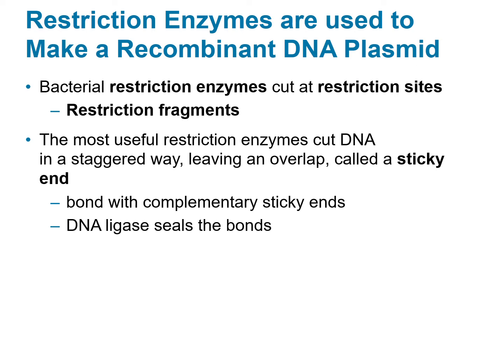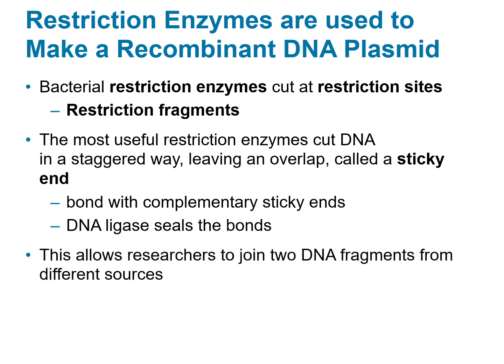Well, this must be used in research too, in a tube, right? So DNA ligase seals these bonds, or basically fills the gaps and connects the adjacent bases so that the insert is actually part of the plasmid now. It's fully connected into a circular form of chromosome. This allows the researcher, of course, to join fragments from different sources. So now we have this single fragment, which is the recombinant DNA plasmid.